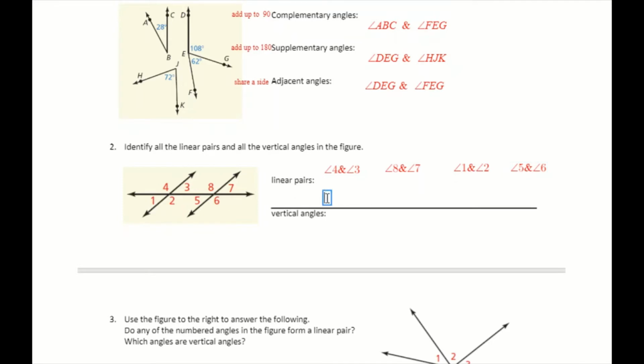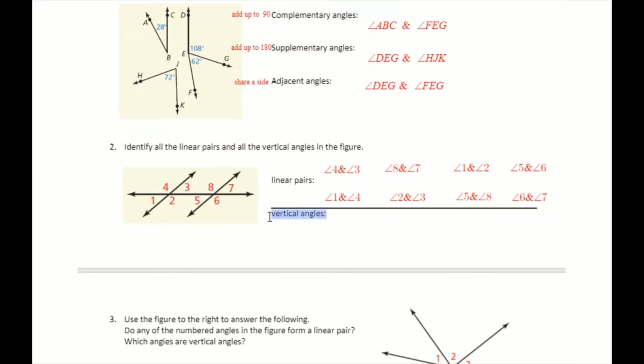So let's include these in our linear pairs: 1 and 4, 2 and 3, 5 and 8. Forgot an angle symbol over here. And then finally 6 and 7. Whew, that's a lot. Okay, so those are all the linear pairs.